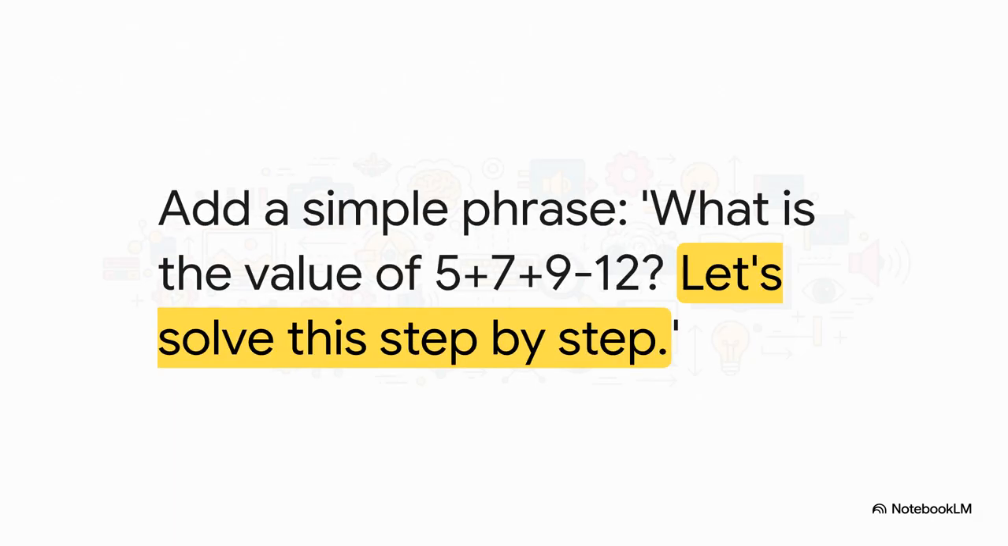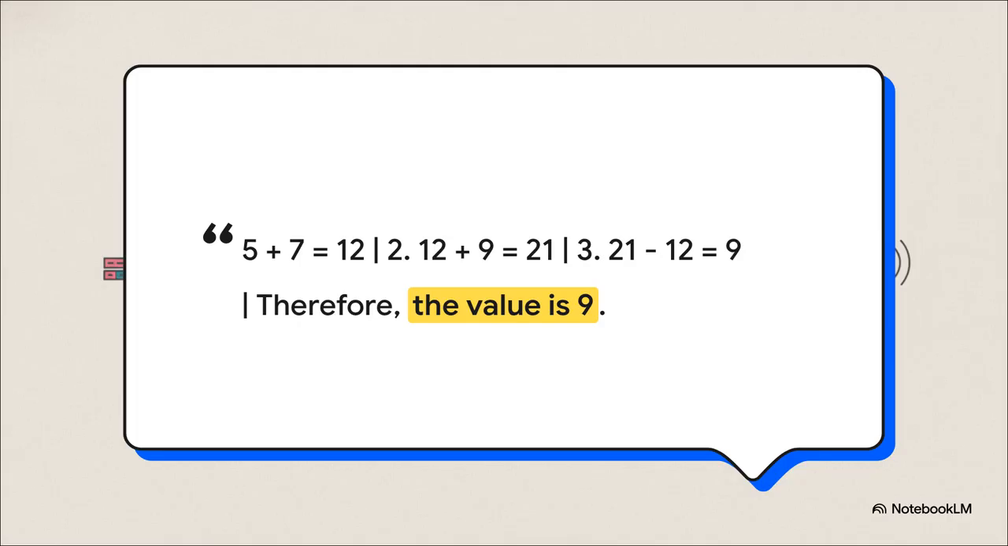But now, watch this. We ask the exact same question, but we just add that simple, magical phrase at the end. Let's solve this step by step. And boom, look at that. The AI now walks us through its entire reasoning process. It does one calculation at a time, showing us exactly how it got to the final answer. This is how you unlock a much deeper level of reasoning and turn the AI into a true problem-solving partner.